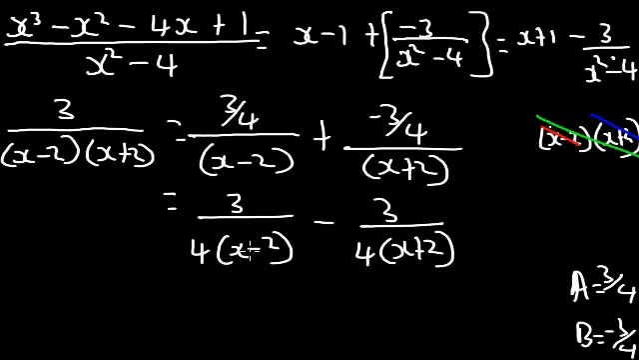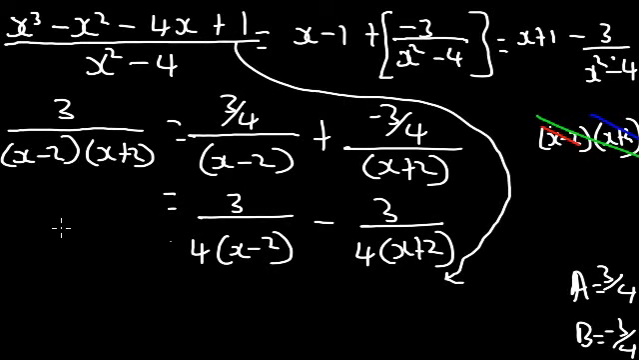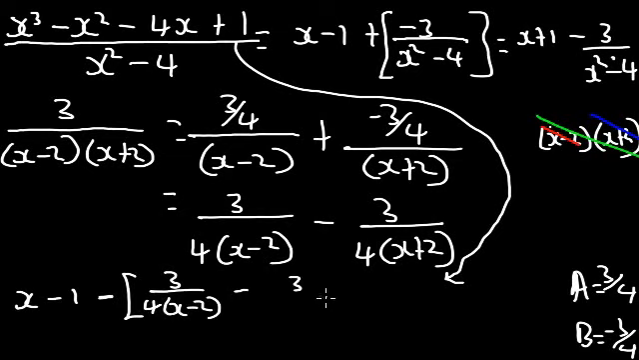Should this be our final answer? No. Don't forget x plus 1 and also the minus. So let's bring them back to write our final answer. So that will be x minus 1, then minus, let's put that in bracket because it will be affecting the whole thing, 3 divided by 4 in the bracket of x minus 2, then minus 3 divided by 4 in the bracket of x plus 2.